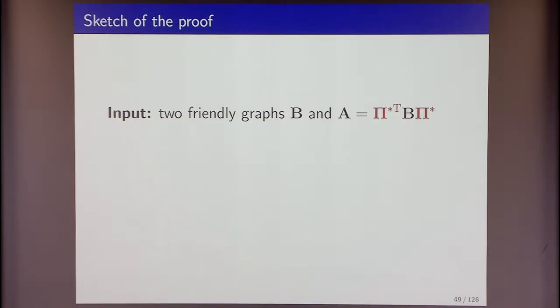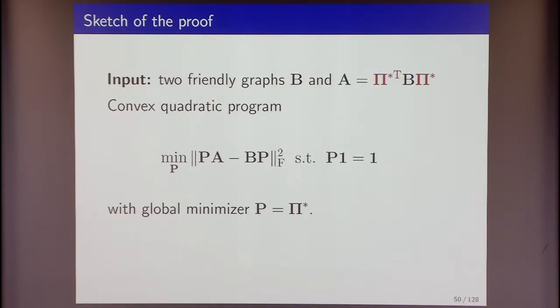So let me show you a very elementary argument to prove this statement. I will assume 2 graphs A and B with some isomorphism pi star relating them. And these graphs are friendly, so pi star is unique. We are interested in solving this convex quadratic program, which is over-relaxed. It is a bigger relaxation than is typically used in practice. And of course, I know that pi star is its global minimizer. If I substitute it here, I will get 0. What I would like to show is that this minimizer is unique.